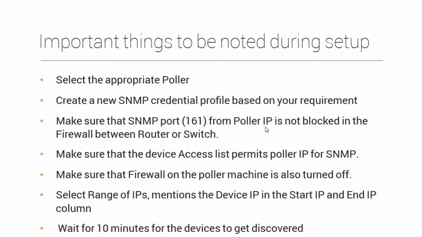Select the range of IPs, mention the device IP in the start IP and end IP column. As I said, you can monitor a range of IPs, not only a single IP. It will be a one-shot process. Just giving the range of IPs will discover hundreds and thousands of devices within your network. Once you're done, you have to wait for 10 minutes. The devices will not get discovered instantly. The SNMP request and response has to be verified, so it will take almost 10 minutes for the devices to get listed on your dashboard.